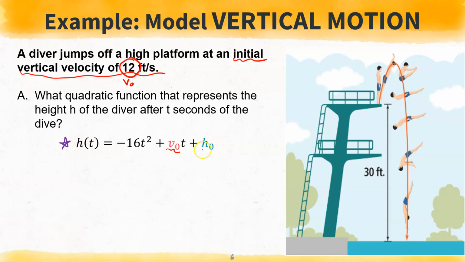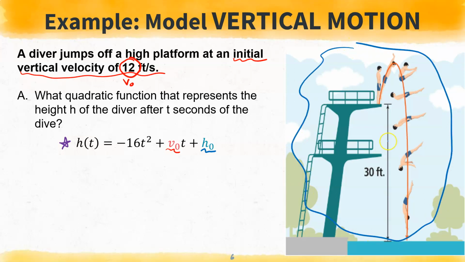That's the initial height. Now, when I reread the words, I don't see anything about height. So sometimes it'll be in the word problem, but other times you have to actually look at the picture. When I look at the picture, they're saying that this diving board is 30 feet in the air, which means that is the initial height. So again, when you don't find things in the word problems, make sure you're looking for pictures as well, just like we had to in the area problem.